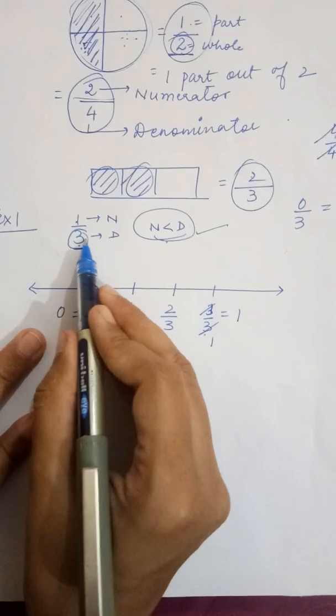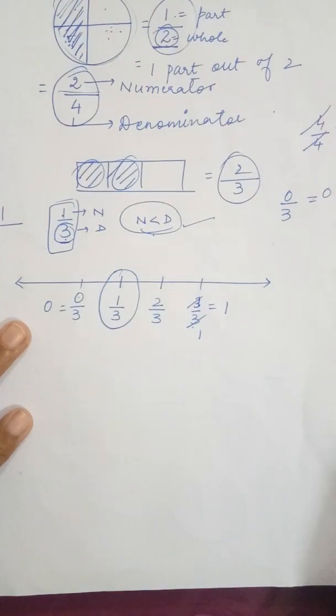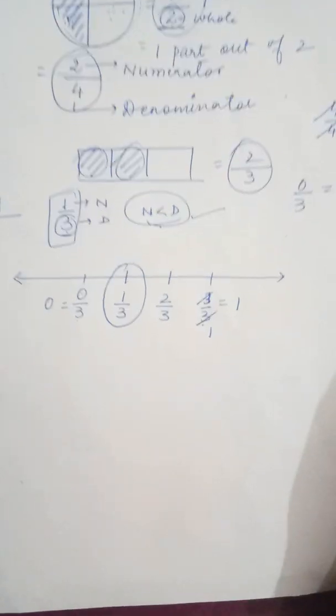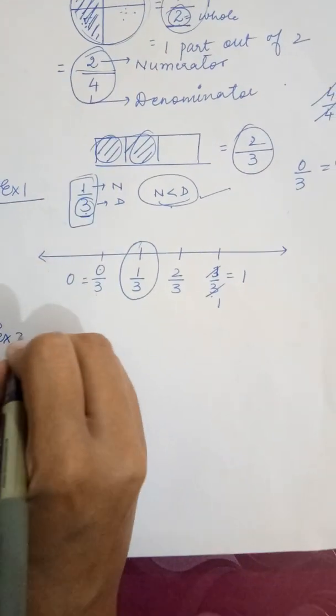Okay. Now what they are asking is 1 upon 3. Just circle it and that is your answer. That's how you are going to represent the fraction on the number line. Okay, now let's move to the next example.